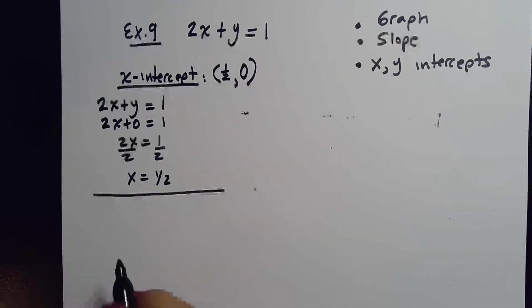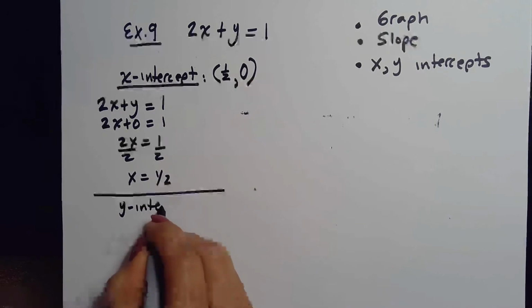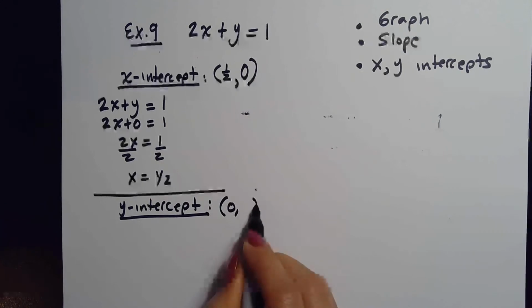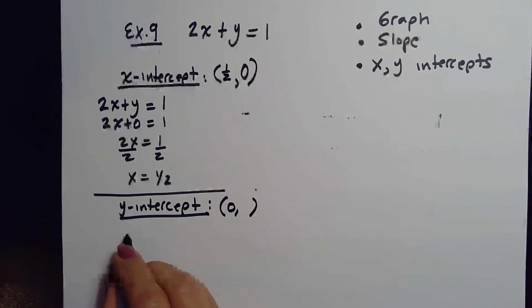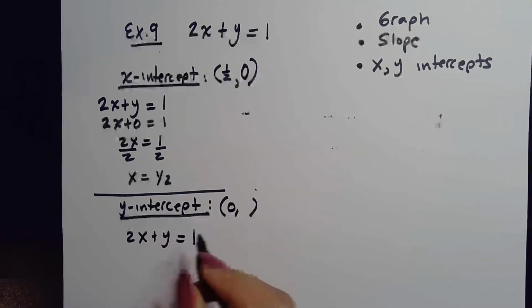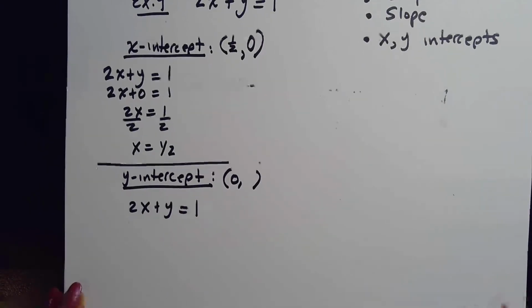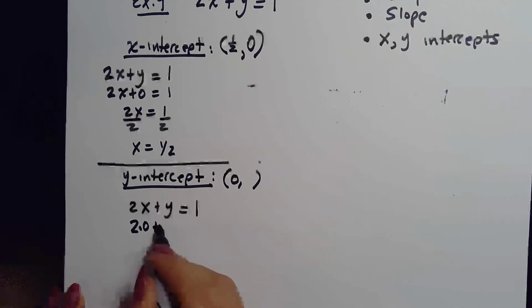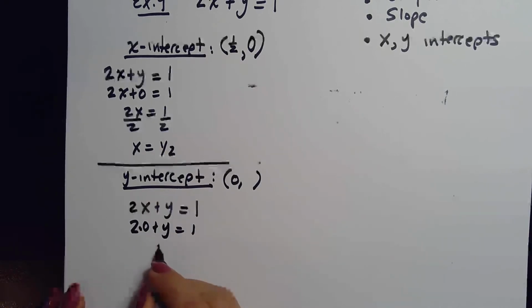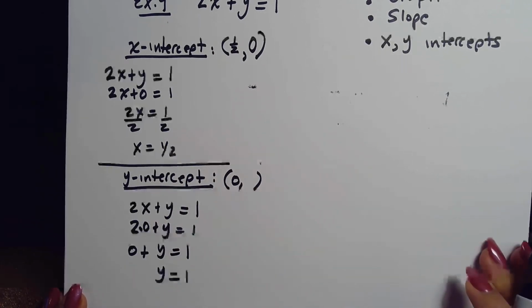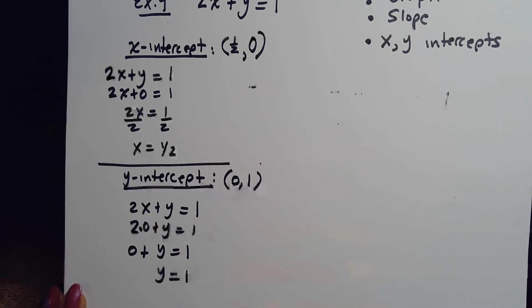Now the y-intercept. Remember, we let x be equal to 0 and find y. So we have 2x plus y equals 1. I'm going to need to erase the paper a little bit. So 2 times 0 plus y equals 1. That gives me y equals 1, because 2 times 0 is just 0, and so we get 0 plus y, which is just y equal to 1. So you get the point 0 comma 1 for the y-intercept.